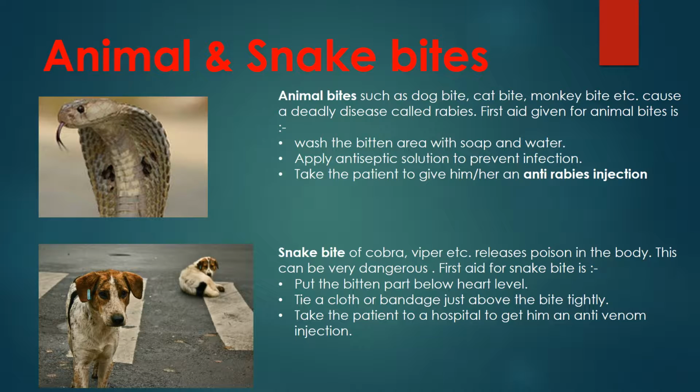Snake bites. The bites of poisonous snakes like cobra and viper release poison in blood of the patient. The poison spreads with blood in the entire body. It causes a lot of pain, swelling, and even death. To avoid poison from spreading, the first aid given for snake bites is put the bitten part in a position lower to the level of the heart. Tie a cloth or bandage tightly just above the bite. This slows down the flow of blood towards the heart. Take the patient to the doctor to get him or her an antivenom injection.